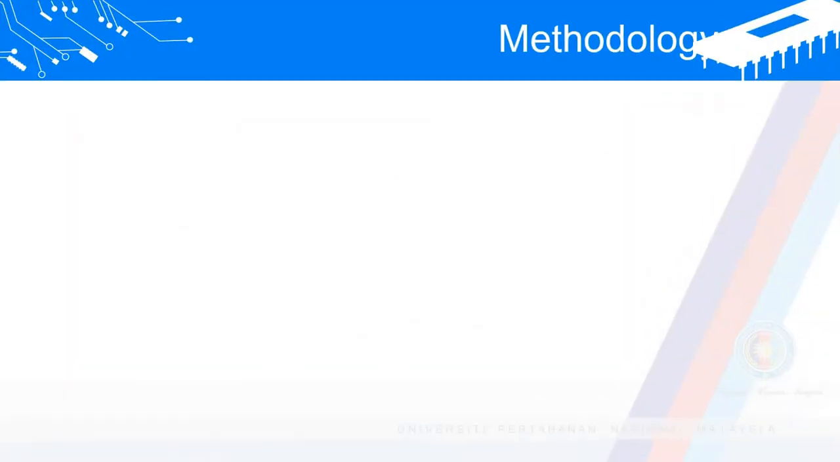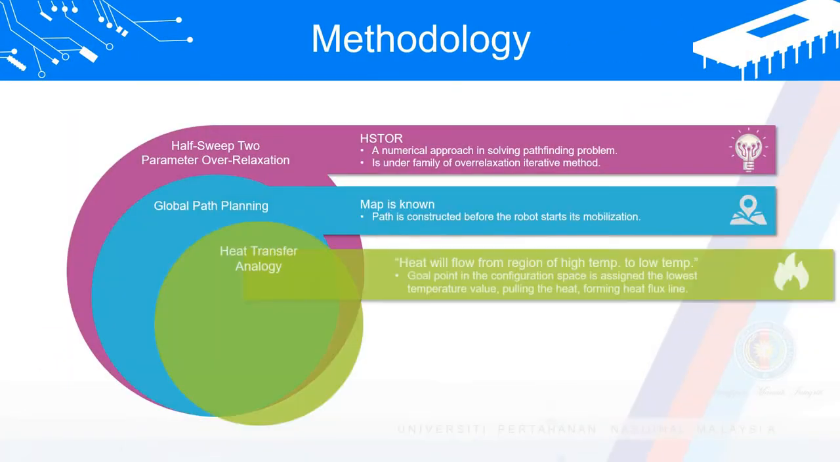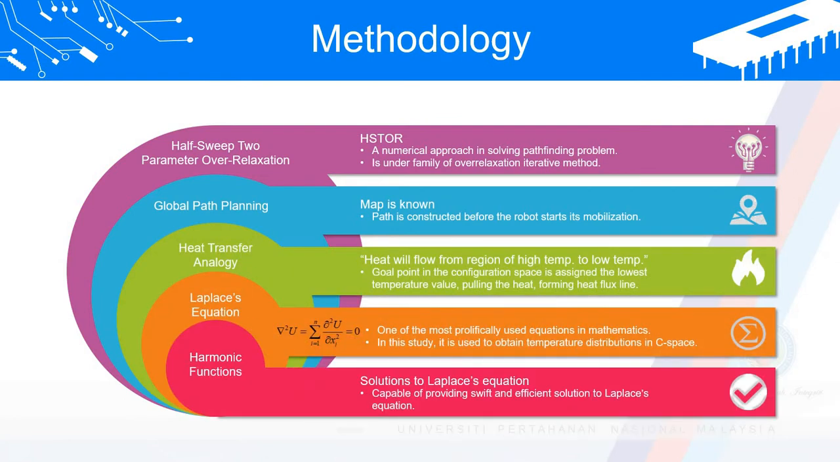For method, we'll start with the half-sweep TOR. It is a numerical approach in solving the problem for this study. It is actually the generalization from the AOR method and under the family of over-relaxation iterative methods. We will be using a global approach instead of local because it recognizes the map. In the map or the environment, the path is constructed before the robot starts its mobilization.